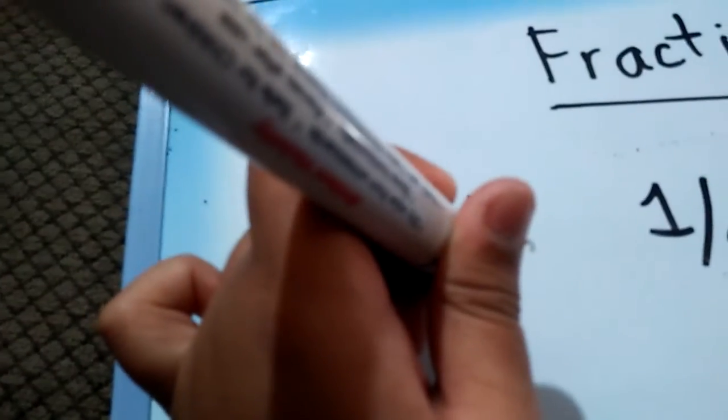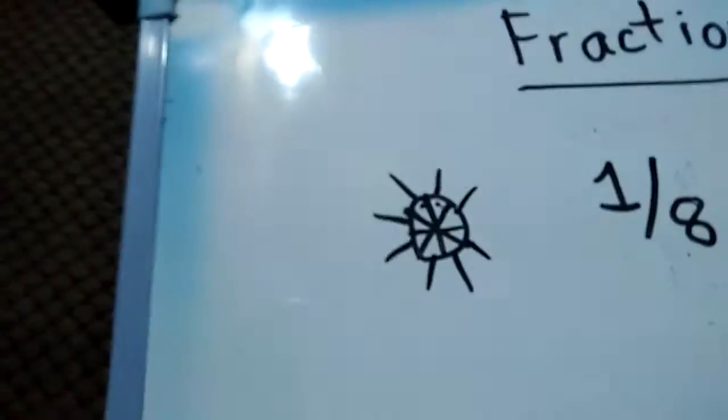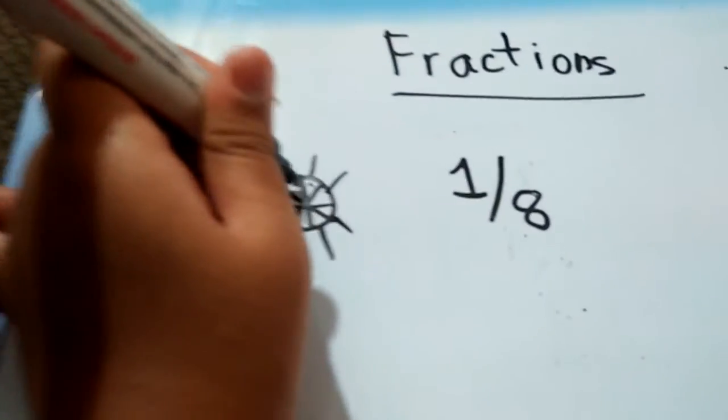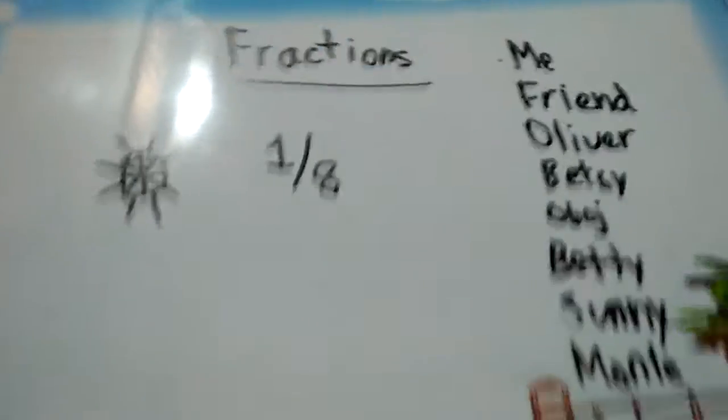Now this thing was my slice. This was my friend's slice. This is my slice, my friend's slice, Oliver's slice, Betsy's slice, Boch's slice. And this marks Betty's slice, Sunny's slice, and Minty's slice. And we have a lovely pizza meal.